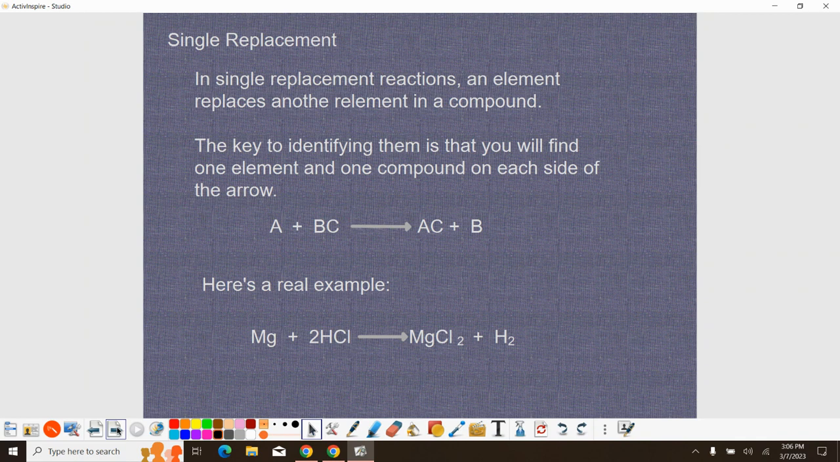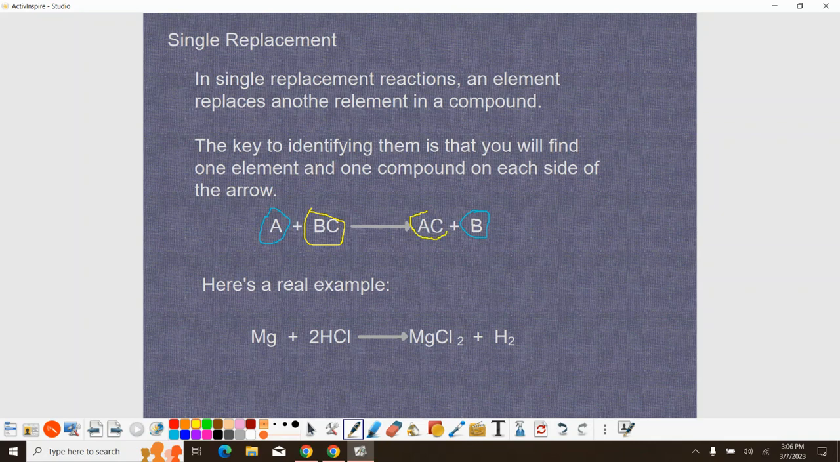What's going to make it a single replacement reaction is that you're going to have one element and one compound on each side. So one element on each side, and you're going to have one compound on each side.